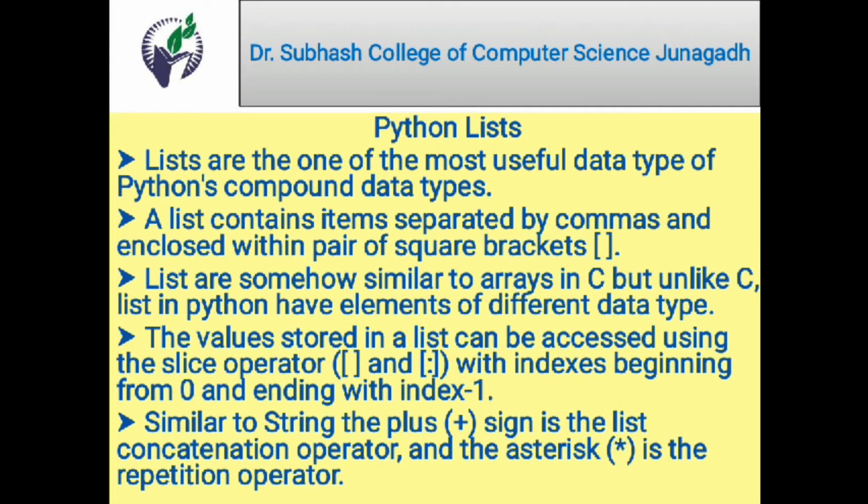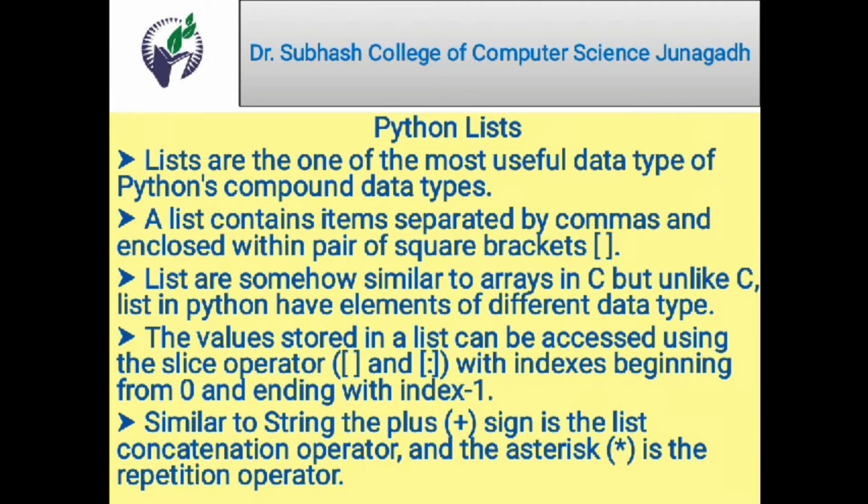As we have discussed, lists are somehow similar to arrays in C. We can store values in an array, as you are all aware, but there is a major difference between these. Unlike C, lists in Python can have elements of different data types. Recall that in C, all the elements are of the same type.